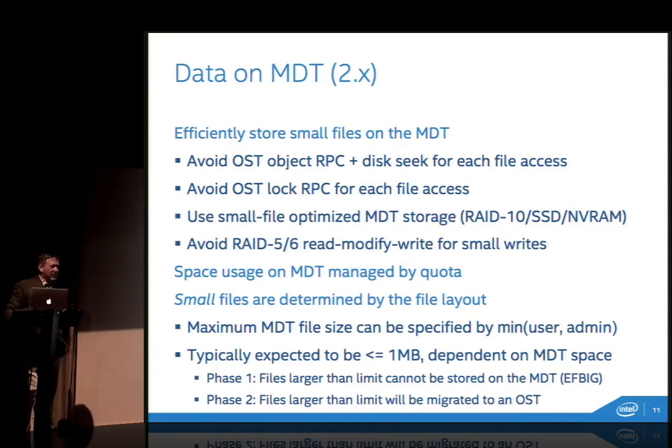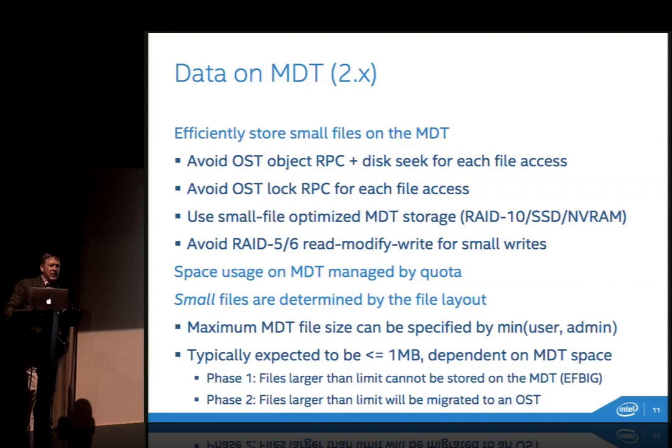The other one, I guess, is RAID 5/6. On the OSTs, you're not going to have a big read-modify-write penalty for reading a 4K chunk where there's a 1 megabyte RAID stripe.